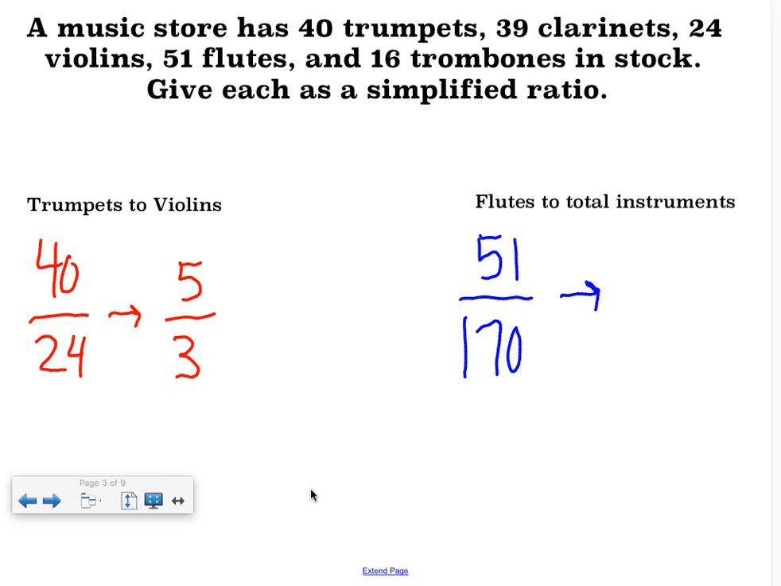And I'll tell you, this one can be simplified. So think about what goes in 51, I guess. Not a lot of options. Is 2 evenly going into 51? Is 3? Yeah. Doesn't go into 170. So 17 goes into 51 how many times? 3. And what's 170 divided by 17? 10. 17 goes into both of them.